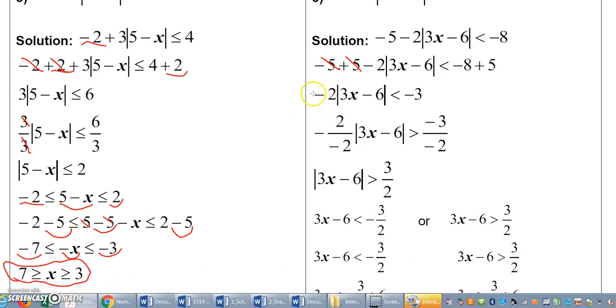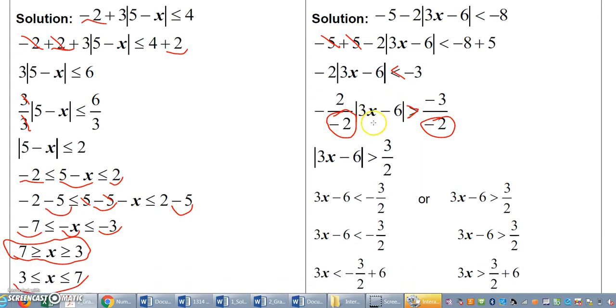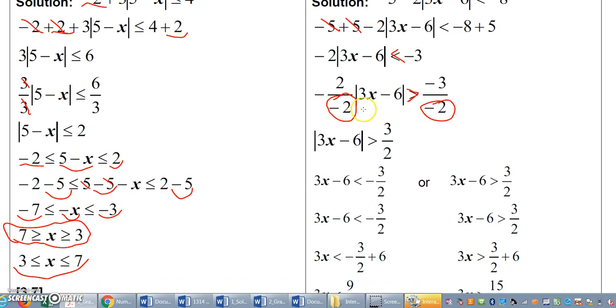Then, in order to get rid of this negative 2, remember what I have to do? I have to actually divide this by a negative 2. And remember, when you divide by a negative number, so I'm going to divide both sides by negative 2. And when I divide by a negative number, remember this flips from less than to greater than. So that's going to flip it over. And so I'll get the absolute value of 3x minus 6 is greater than positive 3 halves.